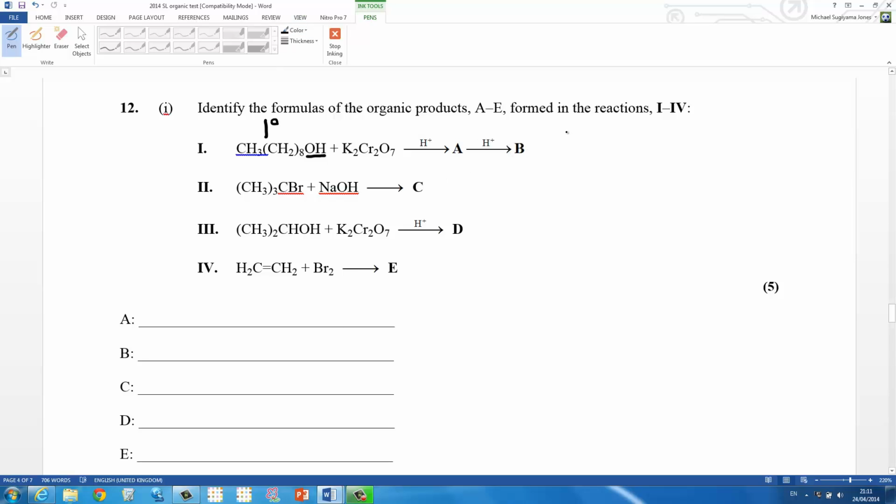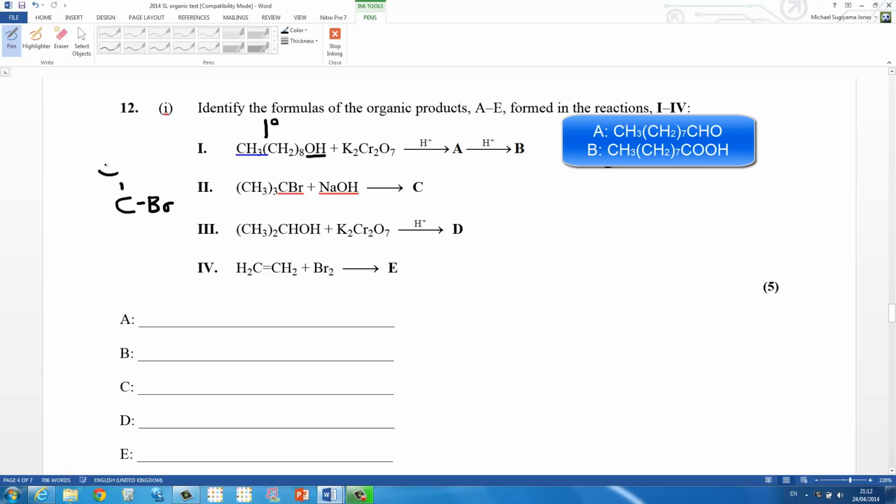So to draw the formulas for these, for the aldehyde, we're going to have 7 of those with a CHO. If it's got CHO in the end, it's an aldehyde. And for the carboxylic acid, for B, we're going to have CH2, 7, and then COOH, which is a carboxylic acid group. So that's A and that's B. In number 2, we have a tertiary halogenoalkane.